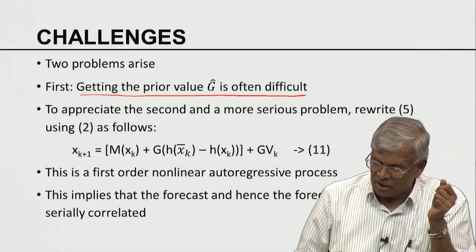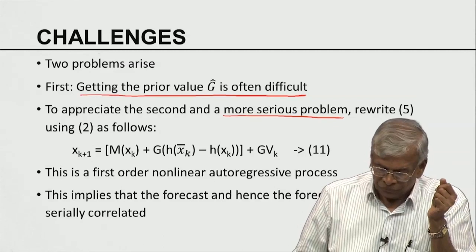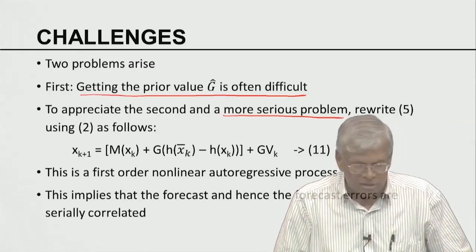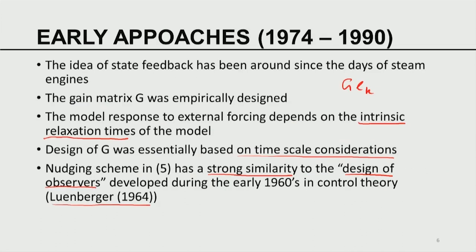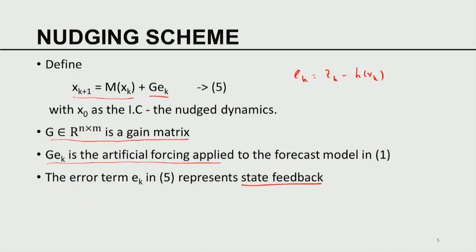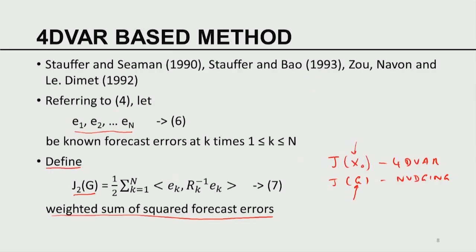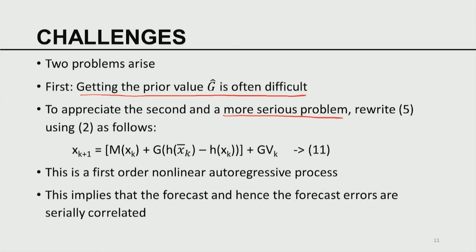To appreciate the second difficulty, which is a more serious problem, we want to write phi using 2 as follows. So let's go back to phi and 2, what they are. Phi is the nudged dynamics, and 2 is the observation equation. So I'm now going to combine the two to come up with the exact equation for the nudged dynamics. When I use 2 and phi, the explicit equation for the nudged model becomes this.